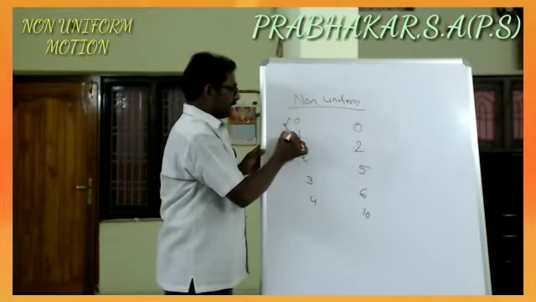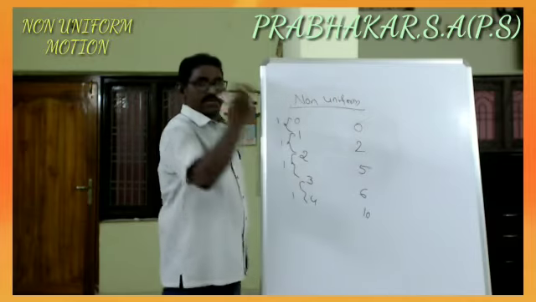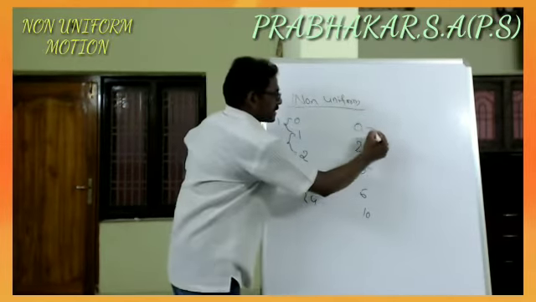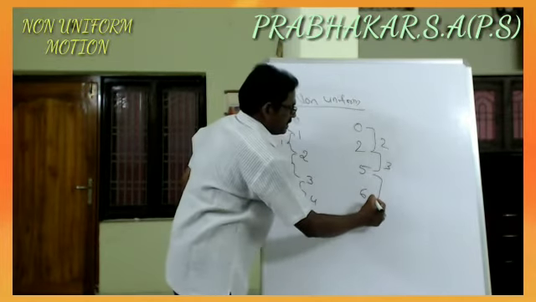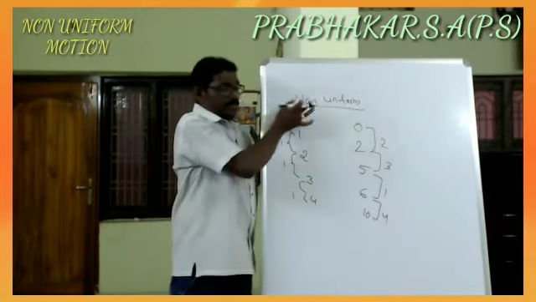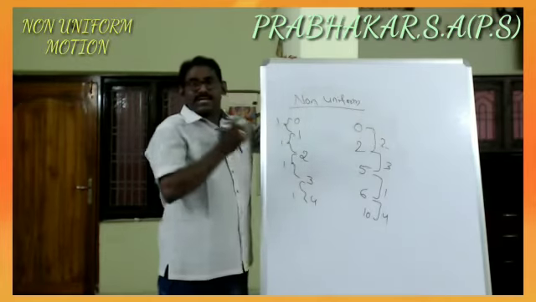So here the time interval is constant: 1 second, 1 second, 1 second, 1 second. That means equal intervals of time. Here the distance covered is 2 meters. Here the distance covered is 3 meters. Here it is 1 meter. Here it is 4 meters. So this object covers unequal distances in equal intervals of time.